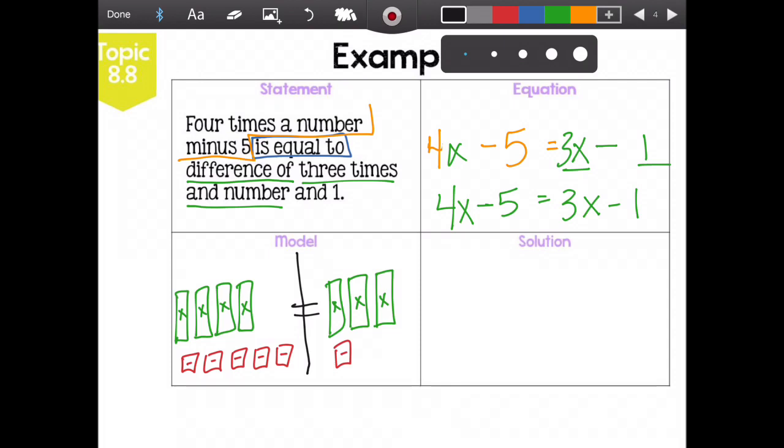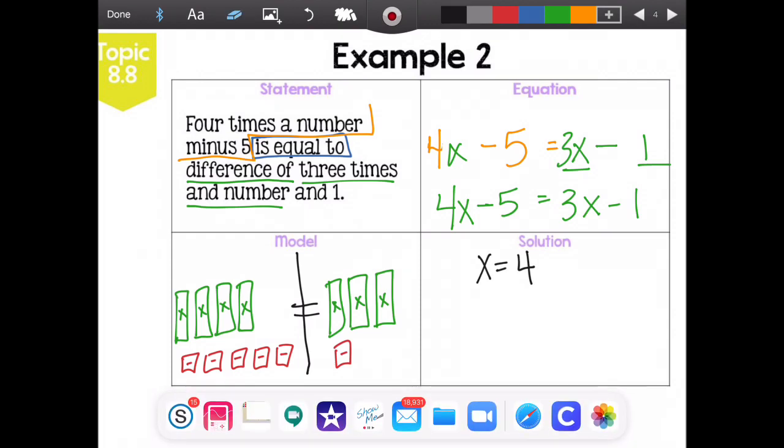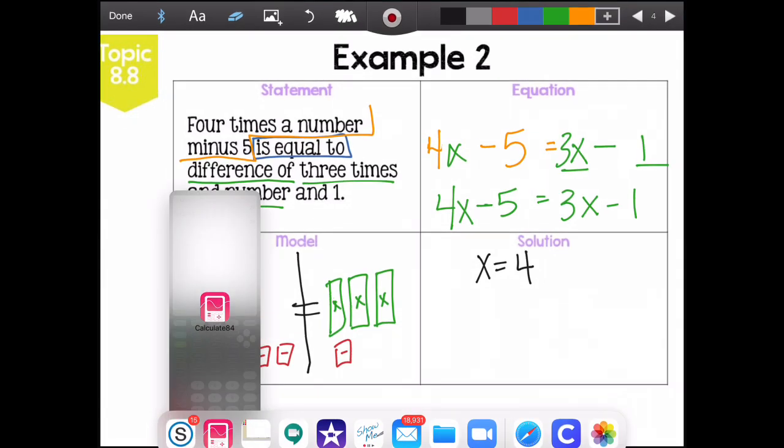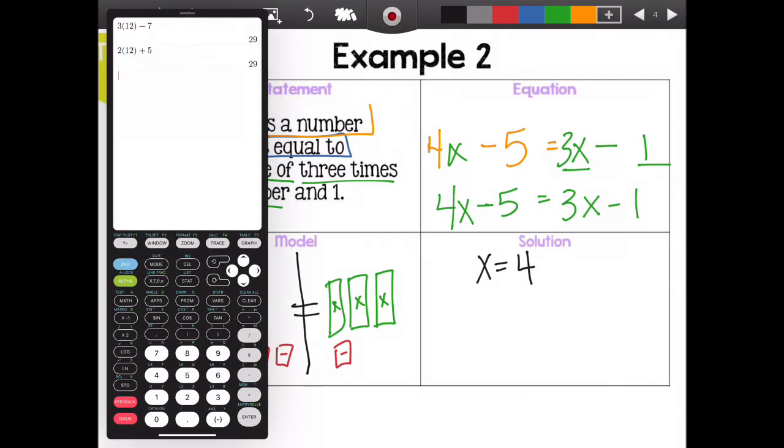So we said our solution is x equals 4. All right, so I'm going to open the calculator. And I'm going to do the same thing. I'm going to substitute 4 for the x. So 4 times 4 minus 5 is equal to 3 times 4 minus 1. So again, I substitute, where there was an x, I substituted a 4.